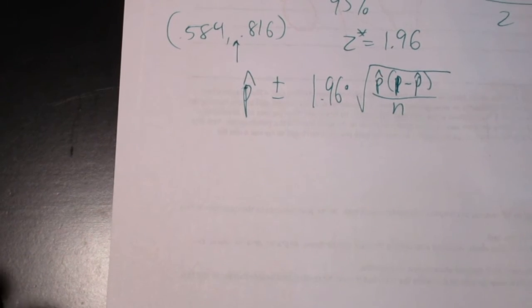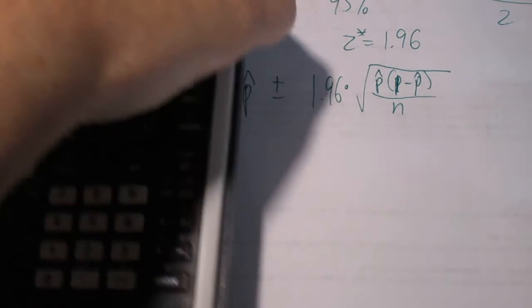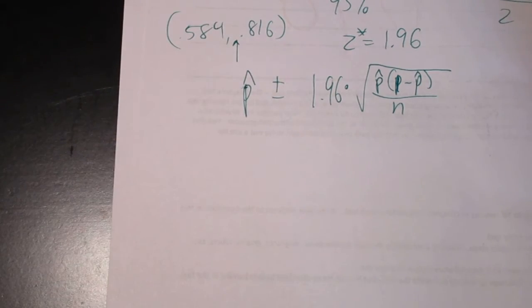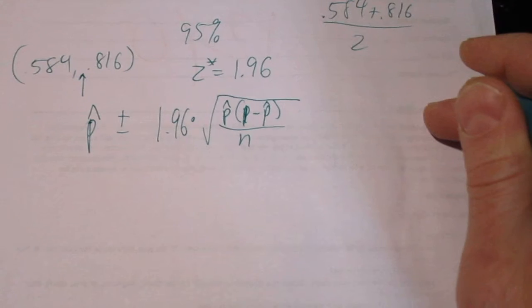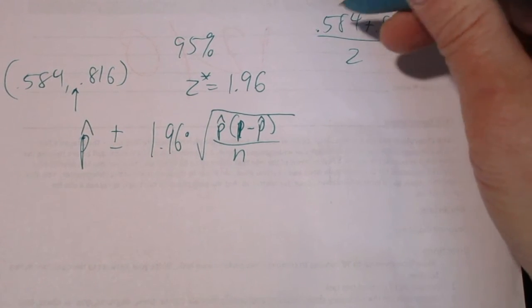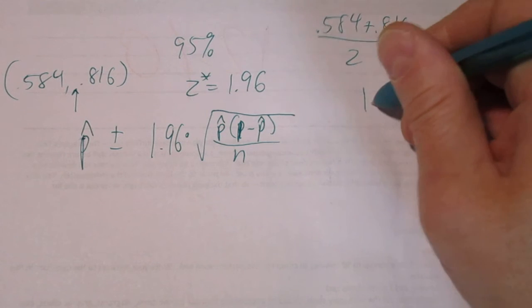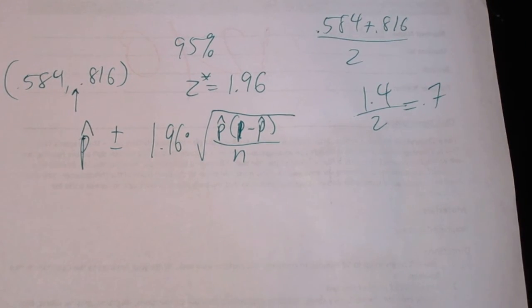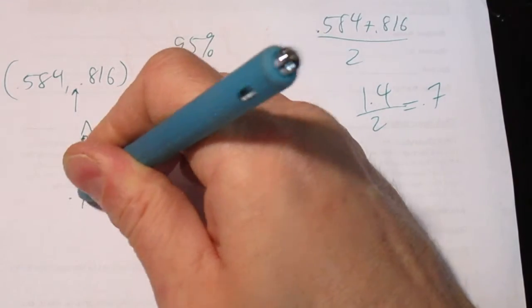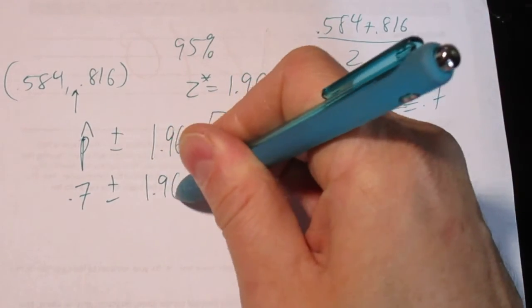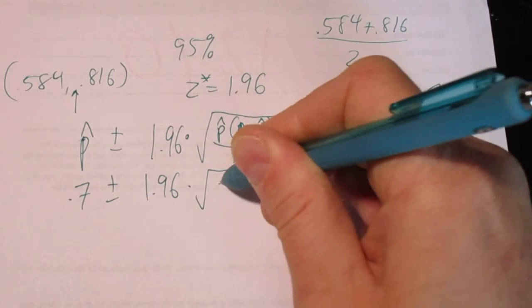0.584 and 0.816 averaged. Calculator. Could probably do this in my head quicker. This is ridiculous. Let's see. 84 and 16 make a whole. 8 and 6 make 14. 1.4 divided by 2 is 0.7. That's easy. So p hat is 0.7 plus or minus 1.96 times the square root of 0.7 times 0.3 over n.